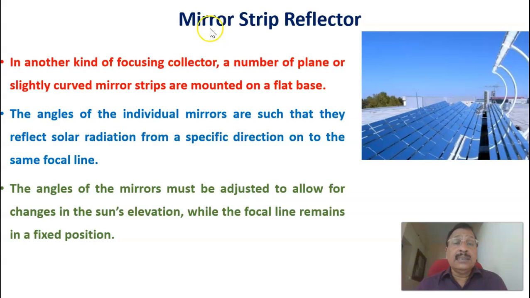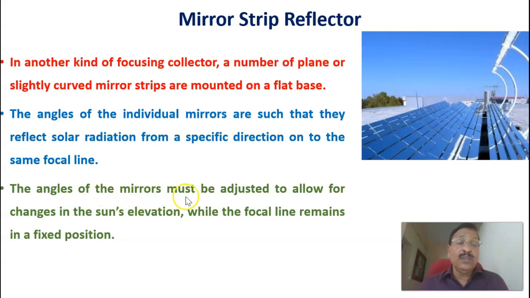Another type of collector is called the mirror strip reflector type. In this kind of focusing collector, a number of plane or slightly curved mirror strips are mounted on a flat base like this. The angle of these individual mirrors is such that they reflect the solar radiation from specific directions onto the same focal line. Here the mirrors are arranged like this, and the solar radiation is reflected towards the same focal line.